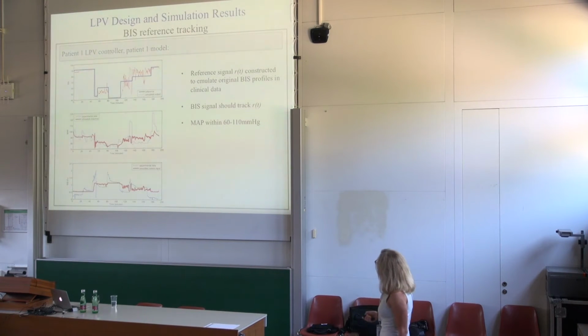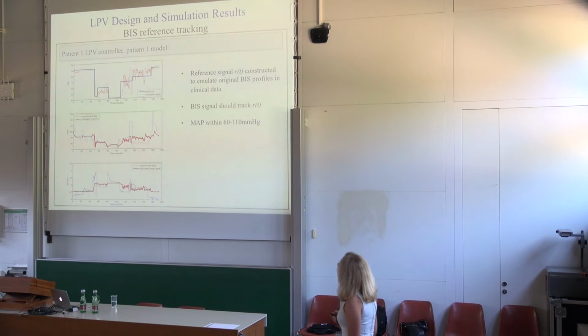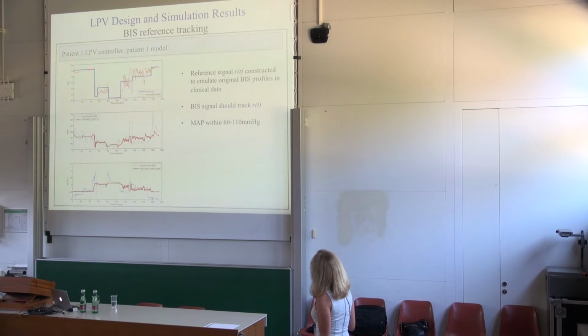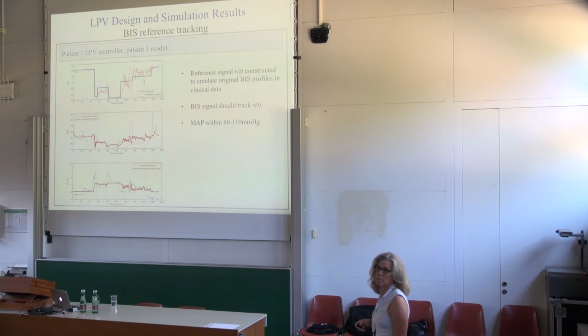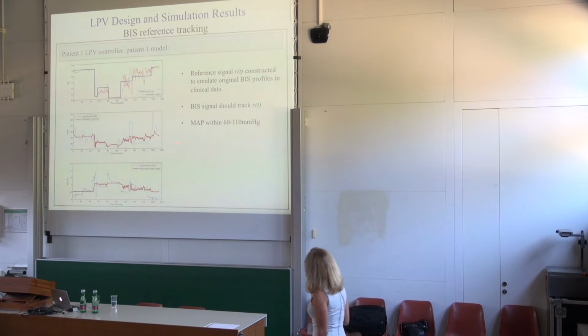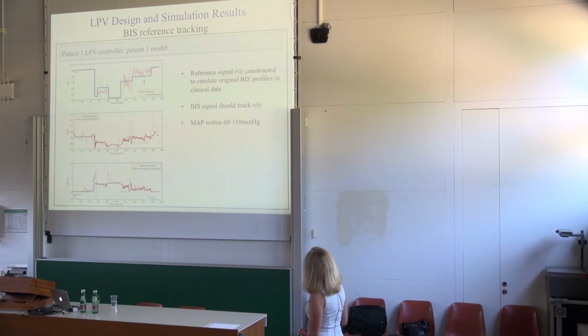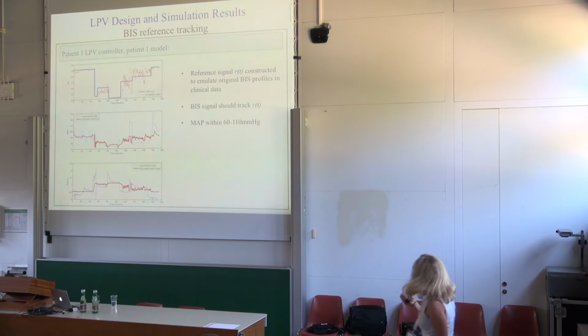Okay, so here I have an example of one simulation response. This is patient 1 again. What we've done is we've constructed this reference BIS signal that we want the patient's BIS output to follow. And then we're also trying to maintain our MAP within a pre-specified safe range, 60 to 110 millimeters of mercury.